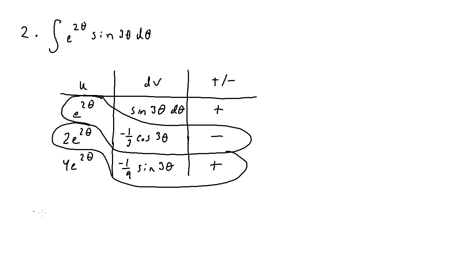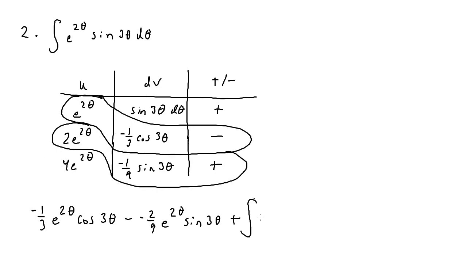Now I'm going to go ahead and multiply the terms together. So we get negative 1 over 3 e to the 2 theta cosine of 3 theta. The sign is a negative, so we can say minus, and then we go ahead and multiply these two terms together. So we get negative 2 over 9 times e to the 2 theta, this time sine of 3 theta. The next term is a positive, so we have plus, and the last row we multiply and put it inside an integral. So we take the integral of negative 4 over 9 e to the 2 theta sine of 3 theta. And then we have d theta because it's an integral.